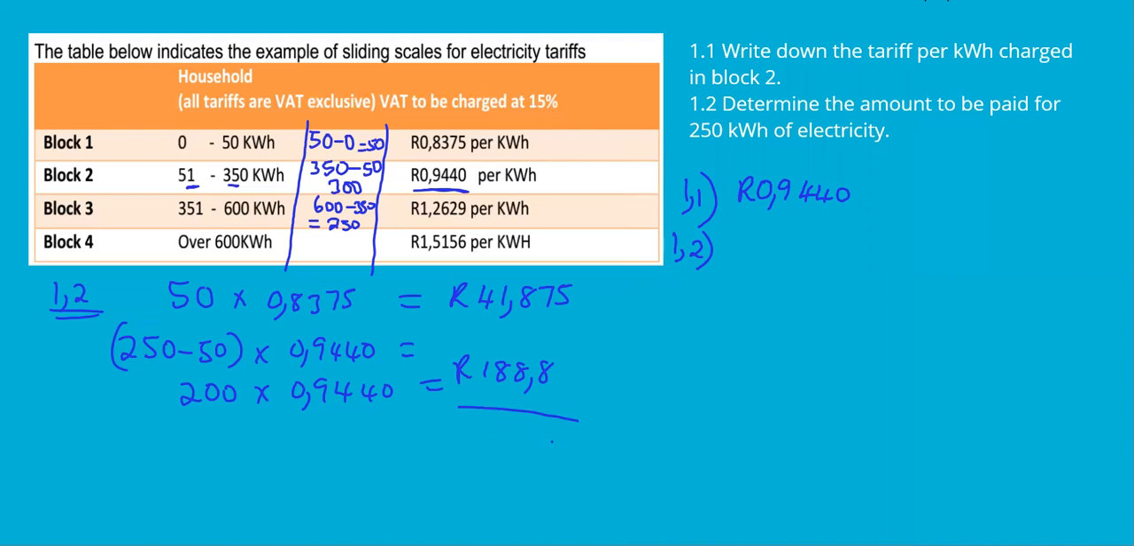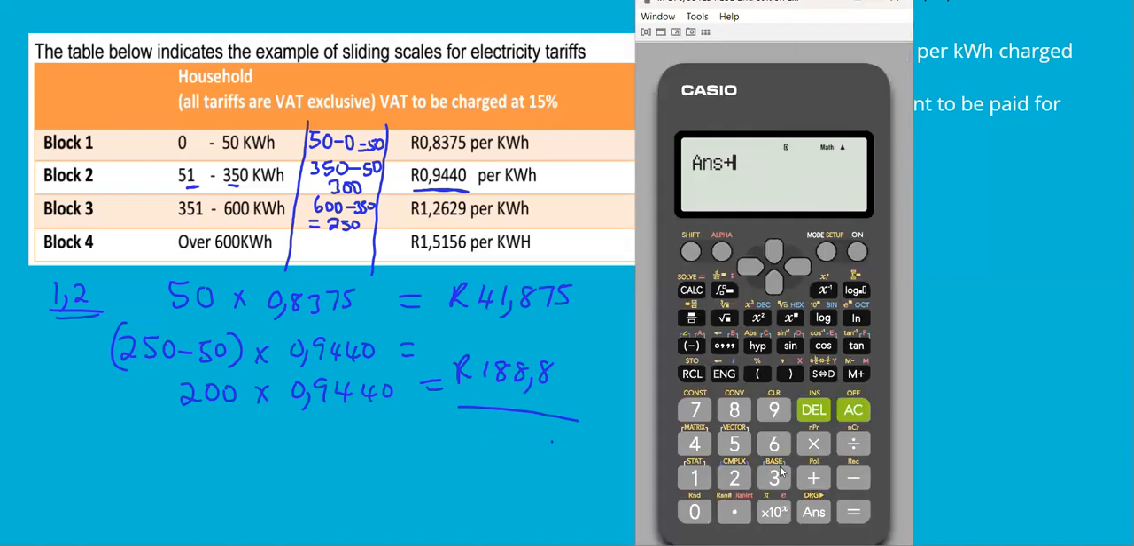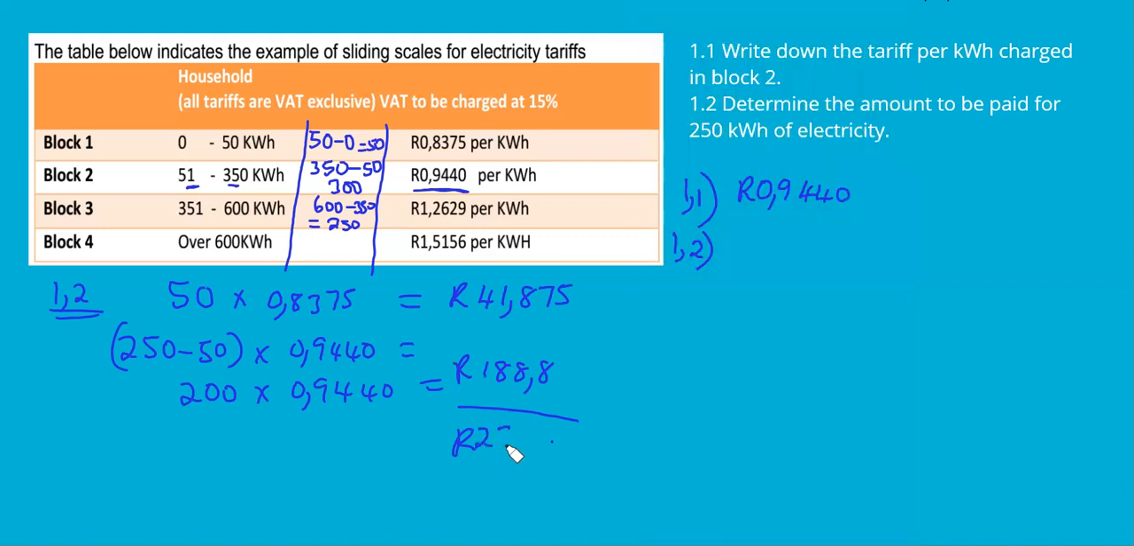Okay, so what is going to be our total? Let's check. We're going to say the answer there plus 41.875. This is what you get: 230.675. So it's 230.675. That's the answer there. So if you round off to 2 decimal places, you get 230.68. Okay, so that's what we get there.